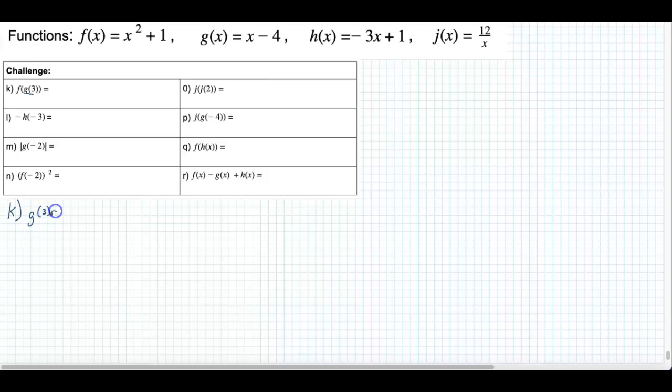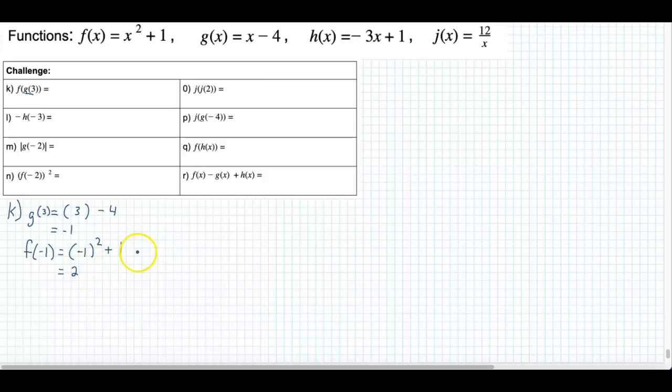G of 3 would be equal to, and my function here is the input minus 4. So 3 minus 4 gives me negative 1, right? Now let's go back. G of 3, since that's equal to negative 1, we've established that. What is f of negative 1? Well, the function says the input squared plus 1. So if I input negative 1, I square that. 1 squared is 1, plus 1 is 2.